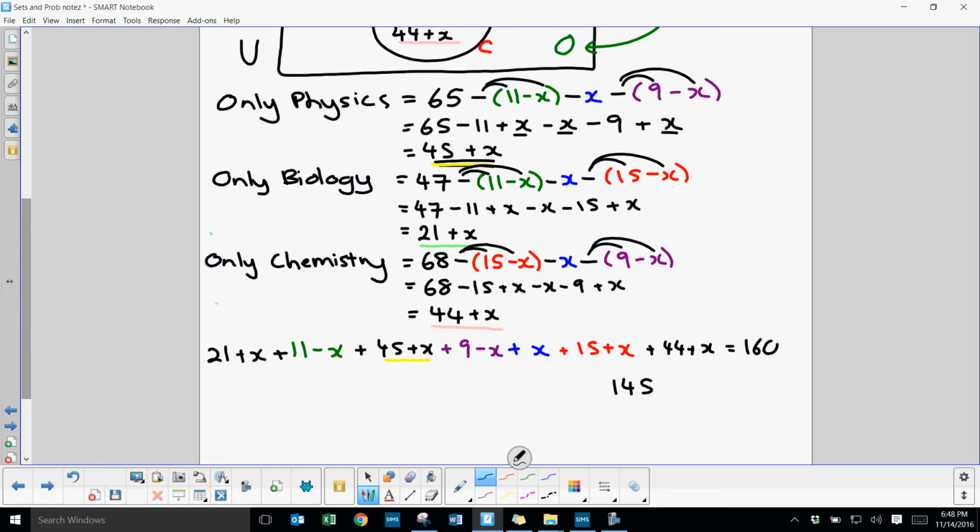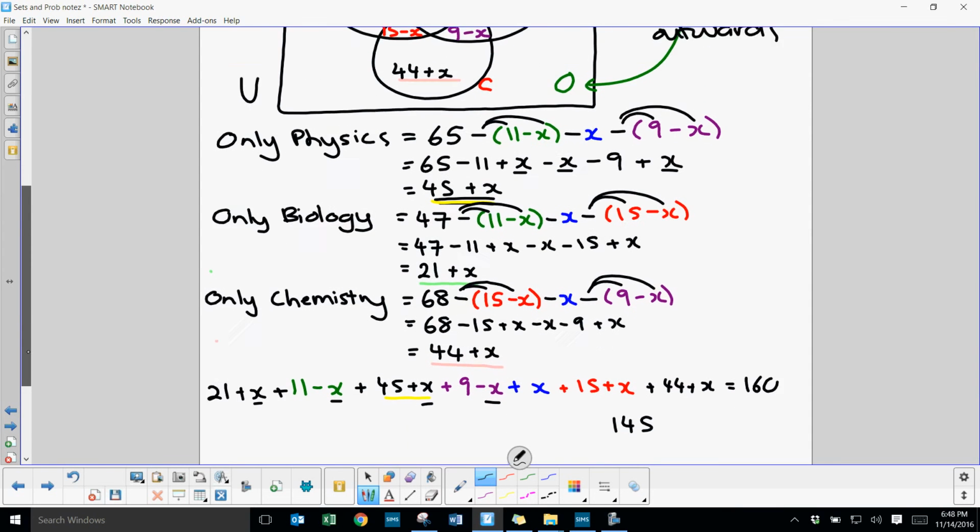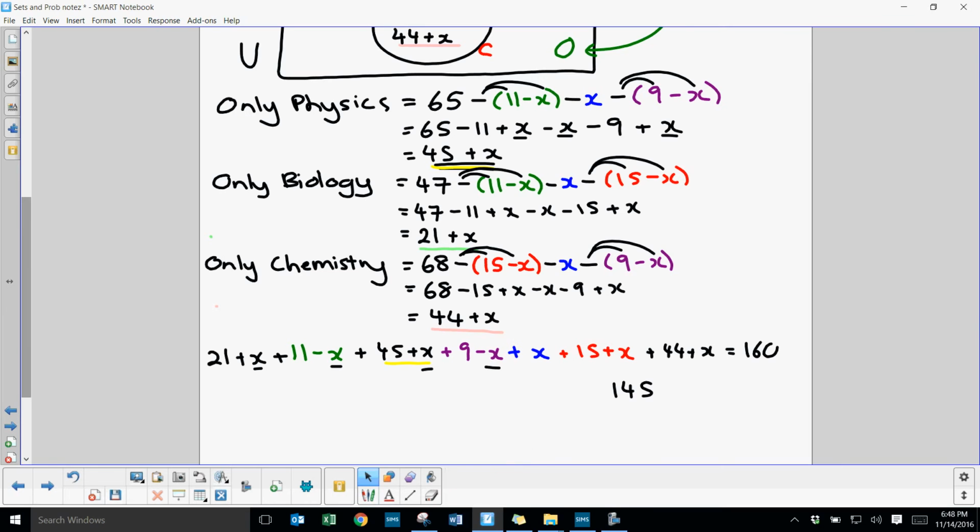Now let's work out the x's. x minus x cancels out. Plus x minus x also cancels out. And also, notice I did a boo-boo here. See where I've written 15 plus x in the bottom? I should have 15 minus x, so let's fix that. So 15 minus x. This doesn't change our number, because it's still plus 15, but it's going to change our x's. So then it's plus x minus x cancels out again, plus x. So 145 plus x equals 160.